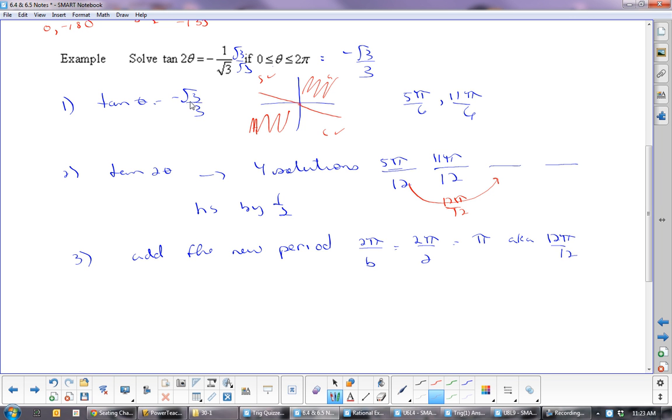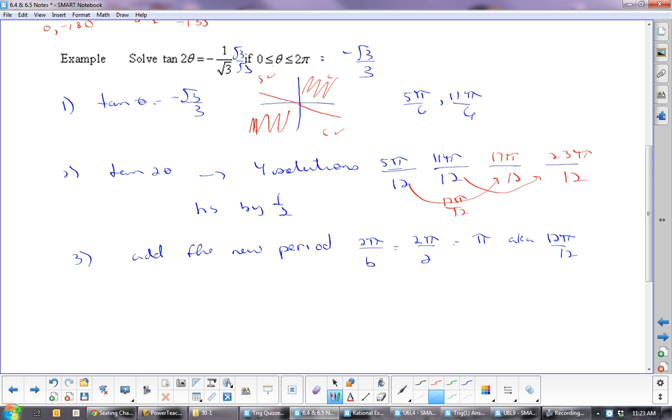But you can always double check. Make sure these are always pi over b apart, all of these. So this would be 17 pi over 12 and 23 pi over 12. Does that make sense? So you just do the first one just to see the solution.